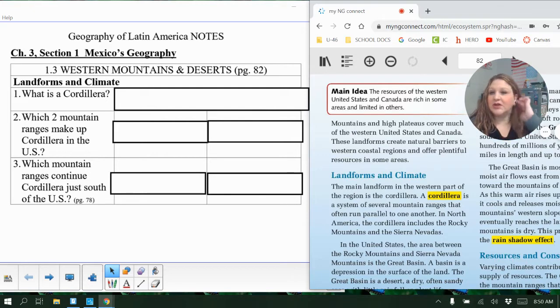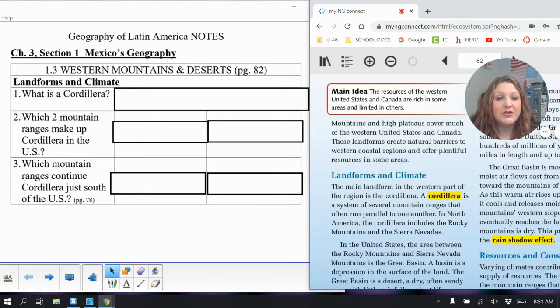So we're going to start here with chapter 3, section 1, Mexico's geography, and we're going to be looking at 1.3 Western Mountains and Deserts, which is page 82 in the textbook, and under the heading Landforms and Climate. And number 1 is, what is a cordillera? I will begin reading here. I'm actually going to start at the very beginning and then go into landforms and climate.